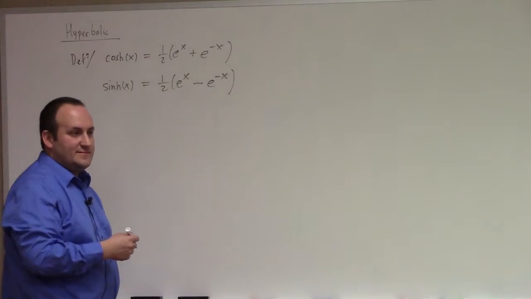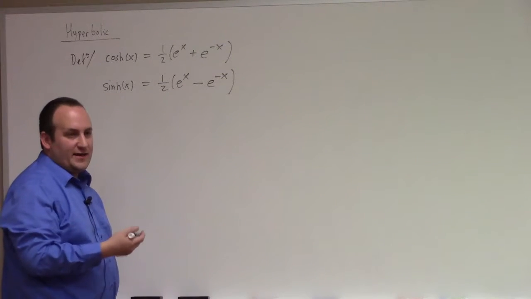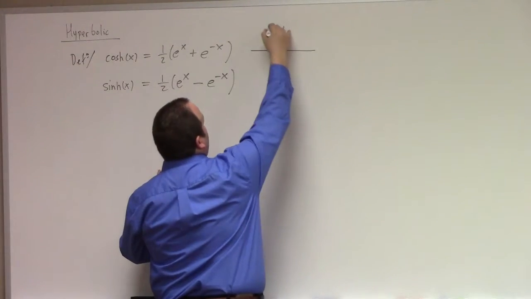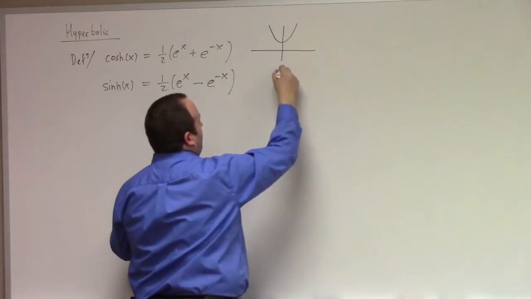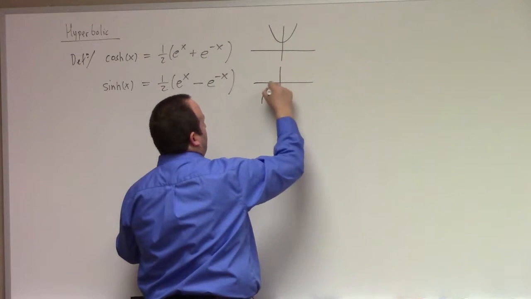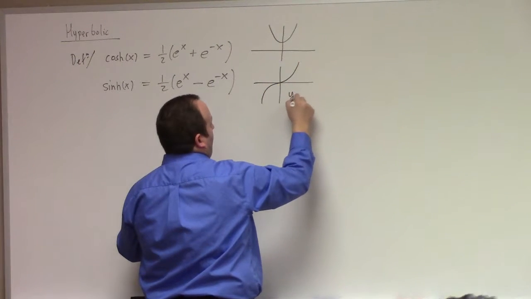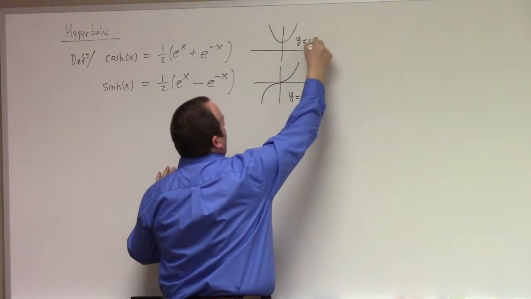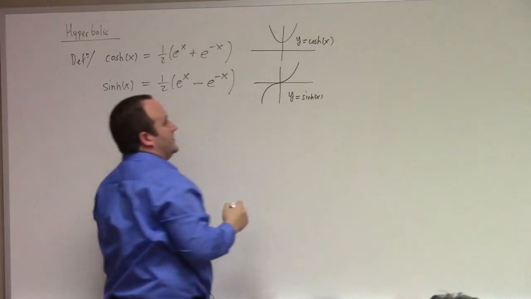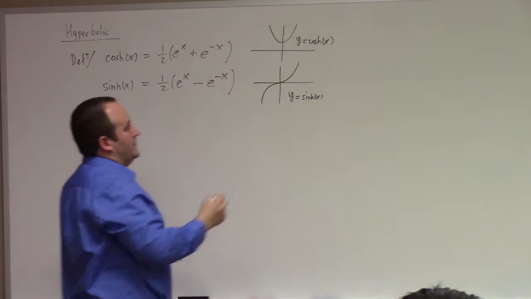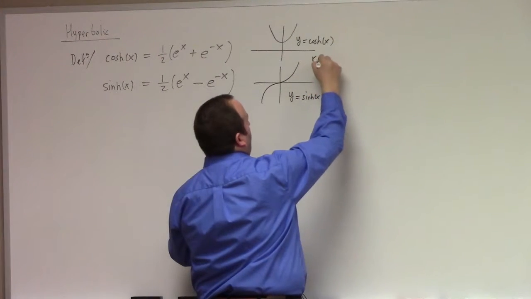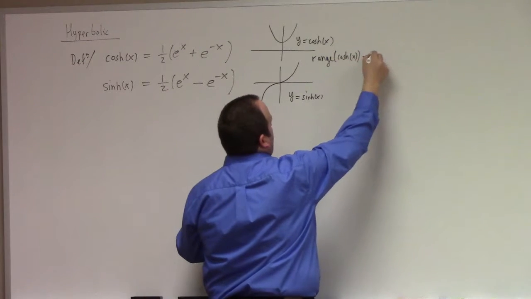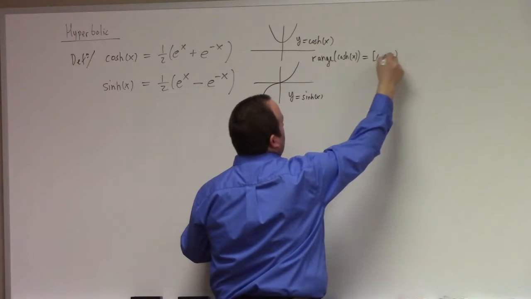Kind of boring. There's no restriction, right? All x. What do the graphs of these things look like? Turns out cosh looks like this, and sinh looks like this, basically. So the range of cosh x is 1 to infinity, 1 included.